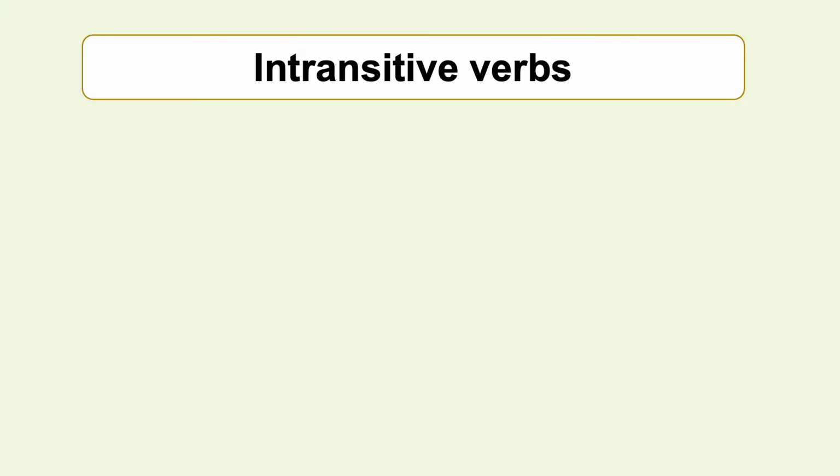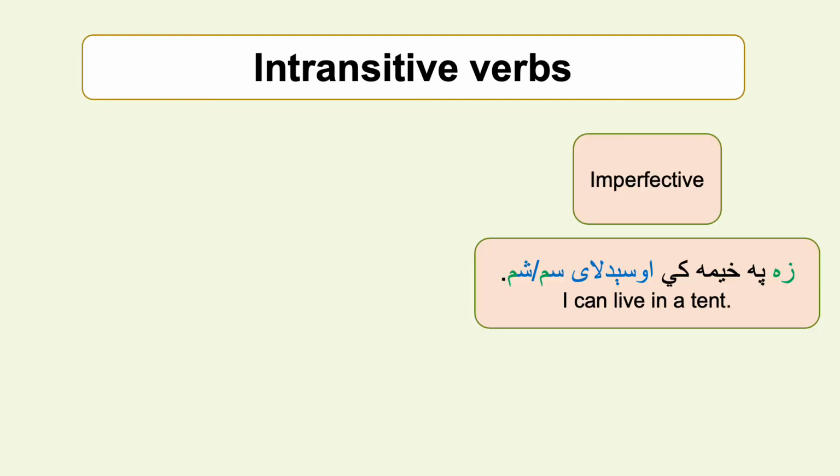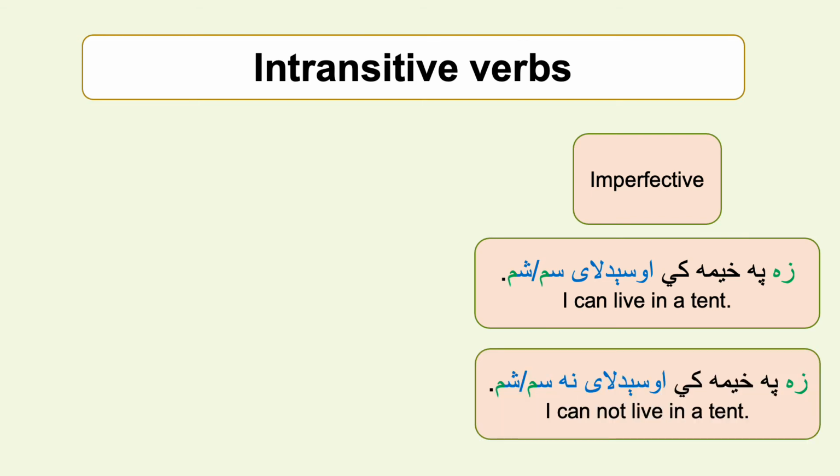Now let's learn how to compose the potential form from intransitive verbs in use in sentences. For example, imperfective. زه په خیمه کې اوسېدلی سم. I can live in a tent. The negative statement. زه په خیمه کې اوسېدلی نسم. I cannot live in a tent.